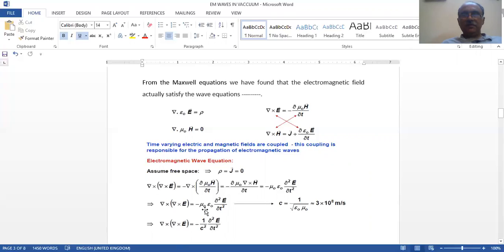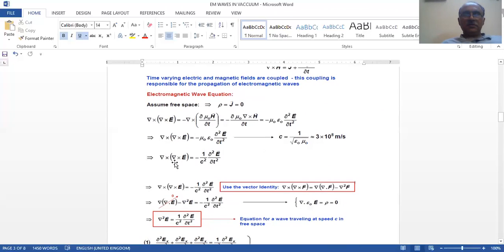So curl of curl of E is equal to minus mu 0 epsilon 0 del square E upon del t square. Momentarily, you can just see that mu 0 times epsilon 0 is a very special quantity. In fact, 1 upon the square root of mu 0 epsilon 0 is the velocity of light in vacuum, which is nearly 3 times 10 to the power 8 meters per second.